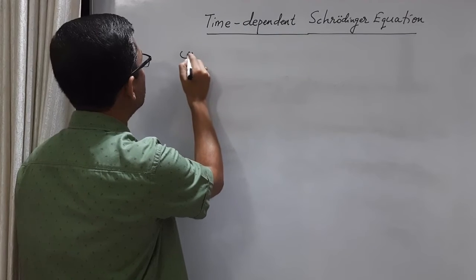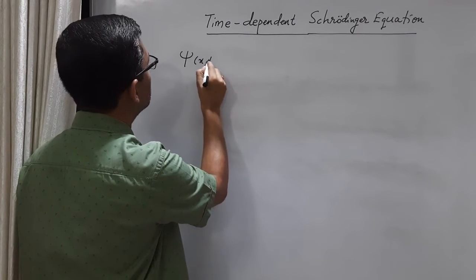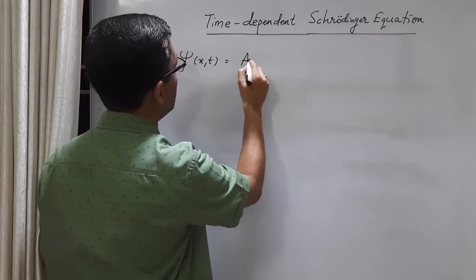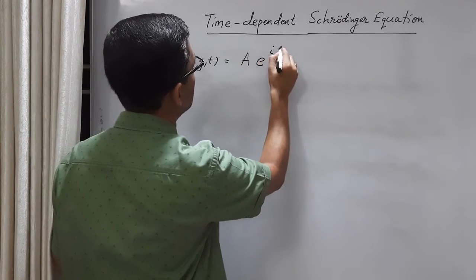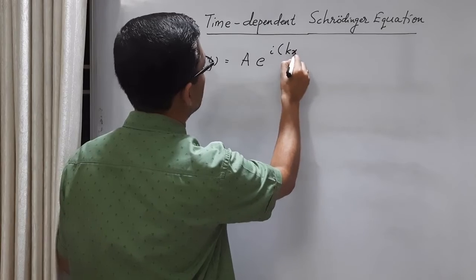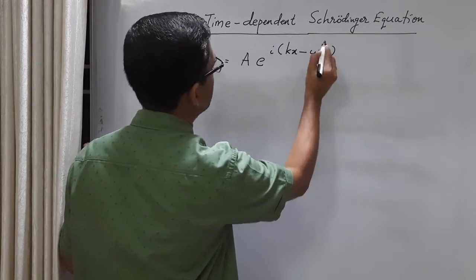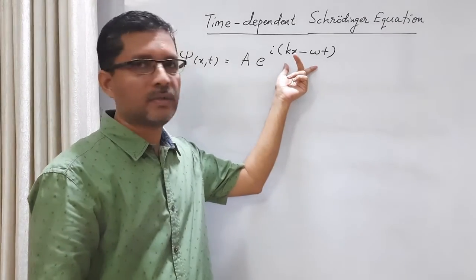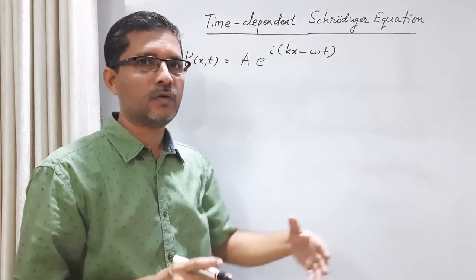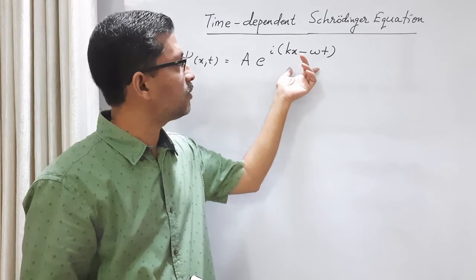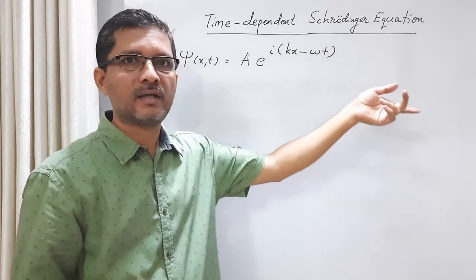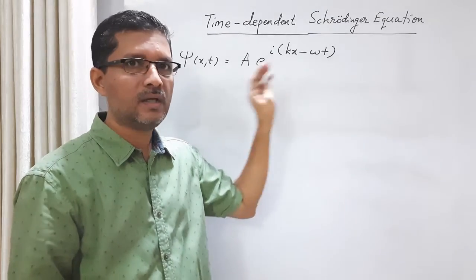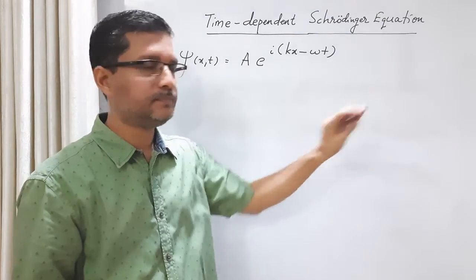So in the one-dimensional case, let us start with some constant a, exponential i. What is e raised to i(kx minus omega t)? It's a combination of cos(kx minus omega t) plus i sin(kx minus omega t). So it's complex. There are two parts, a cosine part and a sine part.